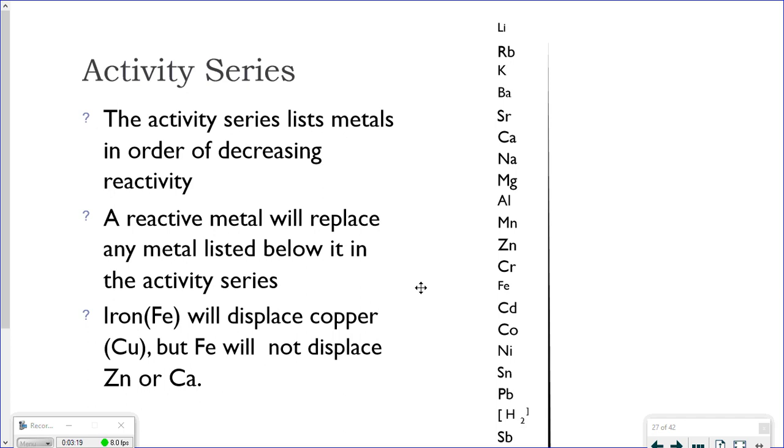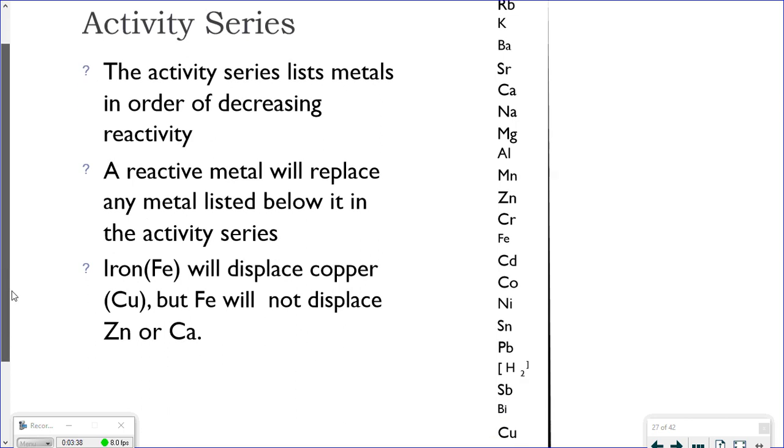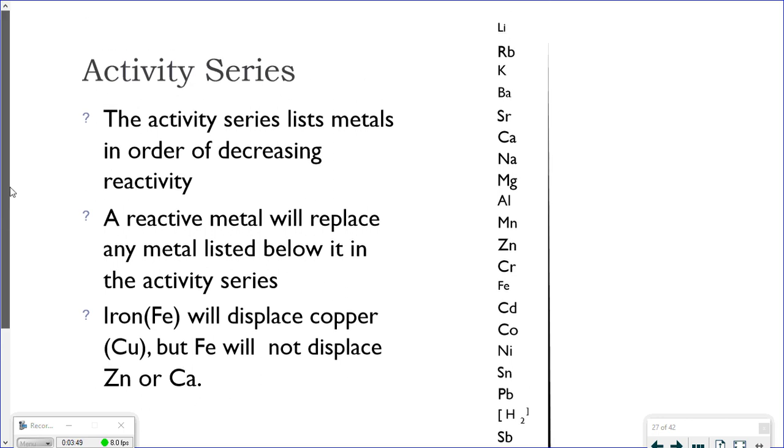So a reactive metal can replace any metal below it, but it cannot replace anything above it. So for example, if you look at iron, Fe, which is right here, it can replace copper. Copper's way down here on the list. It's actually off the screen. So copper is below iron. So iron can replace copper, but it does not work the other way around. Iron cannot replace something above it like zinc or calcium. So if those were in the compound, we would end up with no reaction.